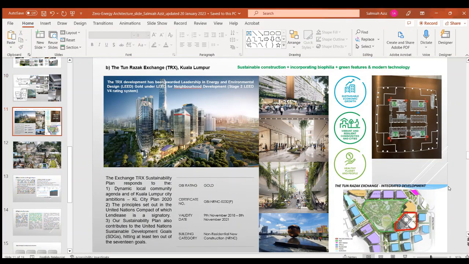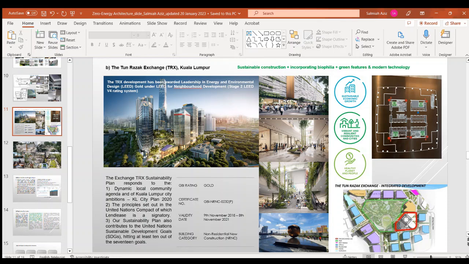The second example for zero energy architecture or green building is the Tun Razak Exchange, TRX, at Kuala Lumpur. So the components for the zero energy architecture are sustainable construction, incorporating biophilia and also green features and modern technology. The TRX development has been awarded Leadership in Energy and Environmental Design, LEED, Gold under LEED for Neighborhood Development Stage 2, LEED v4 rating system.